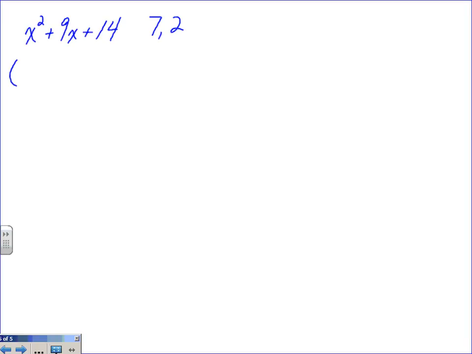So I'm going to make my parentheses. I have my x and x, and then we're going to put our 7 and 2. Because my two signs here are plus and plus, I'm going to put plus and plus. And now that's factored. And that's all you have to do.